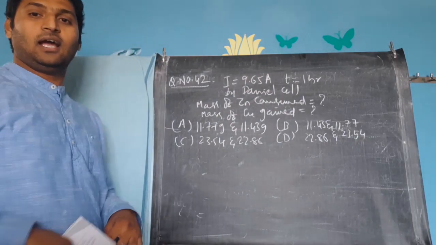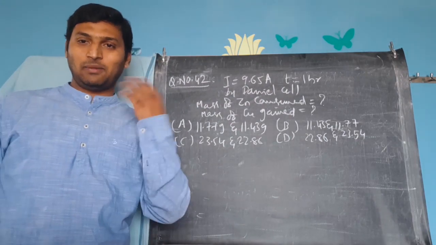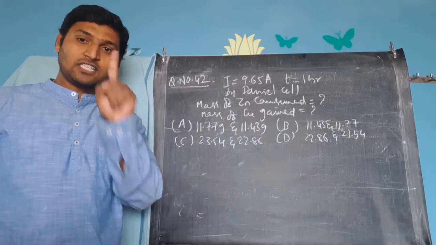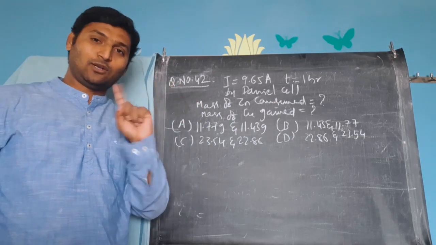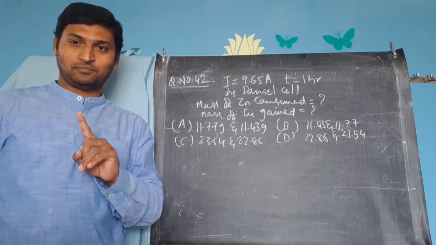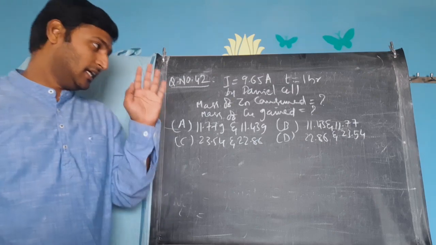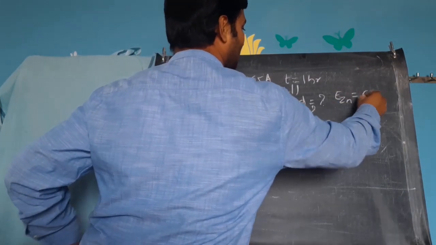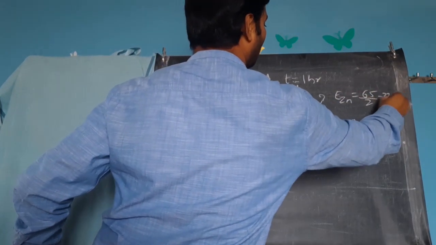Here, let me explain how to minimize your time to a great extent in solving this question. First point to be noted, you need not calculate both. You calculate any one. Second point to be noted, the equivalent weight of zinc is 65 by 2, that is 32.5.